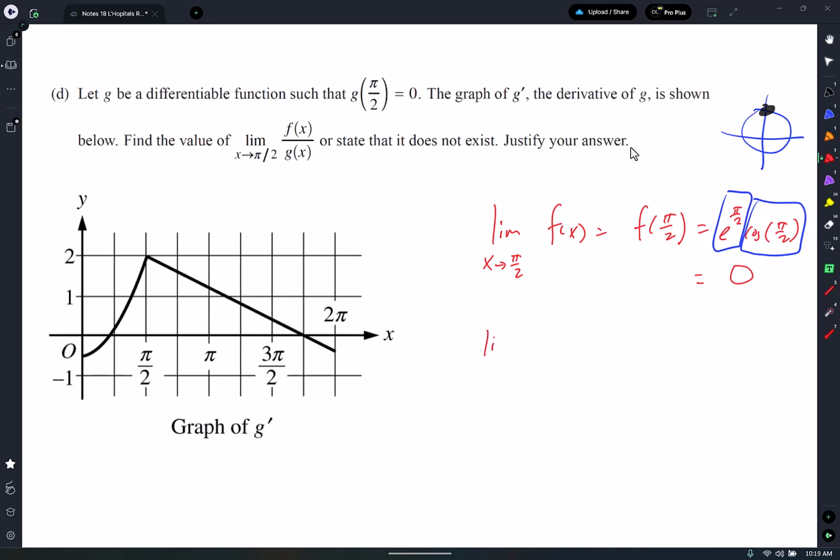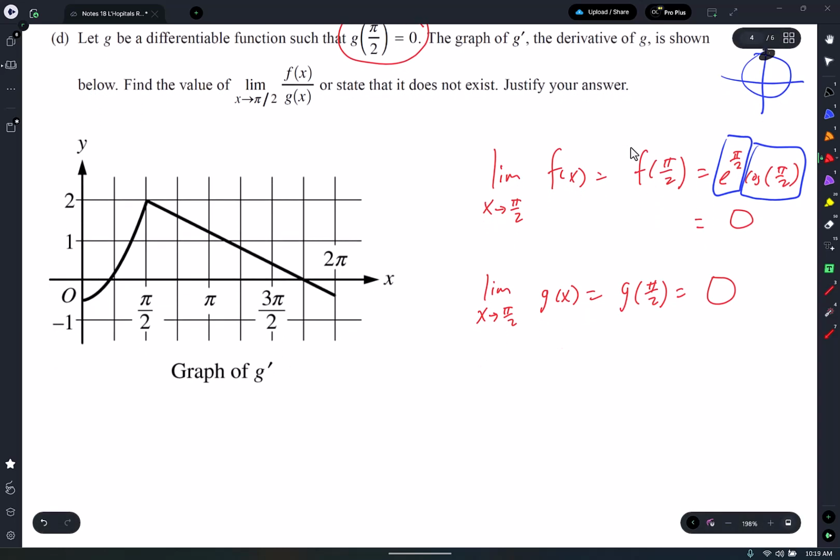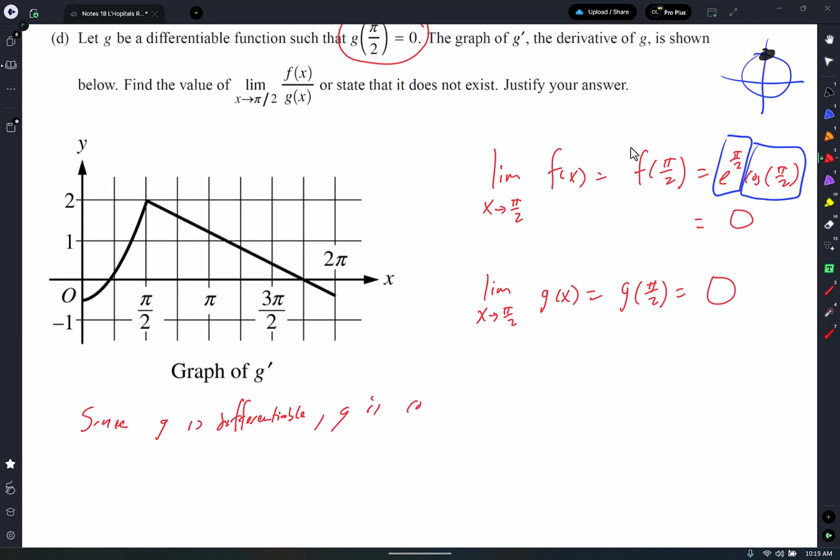That's the numerator. Limit as x approaches π over 2 of g of x. Well, that equals g of π over 2, and they gave me that. What did they tell me that g of π over 2 was? Do I have an indeterminate form? Yes. And g is differentiable, so g is continuous. Since g is differentiable, g is continuous on its domain.